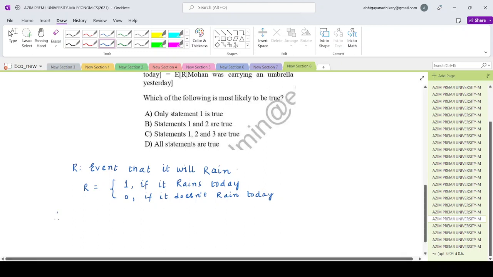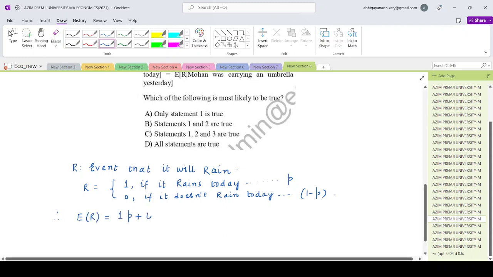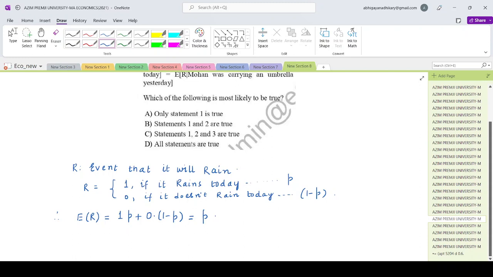Okay, and let's say raining today will happen with probability p, and not raining today will happen with probability 1 minus p. So what is the expectation of R? It is basically 1 times p plus 0 times 1 minus p. So the expectation in this particular question is nothing but the probability of raining, right?